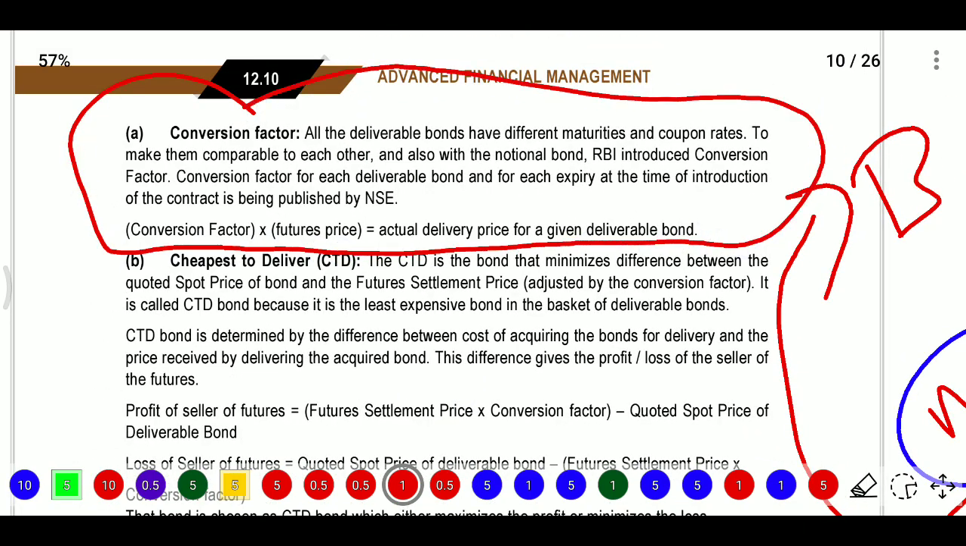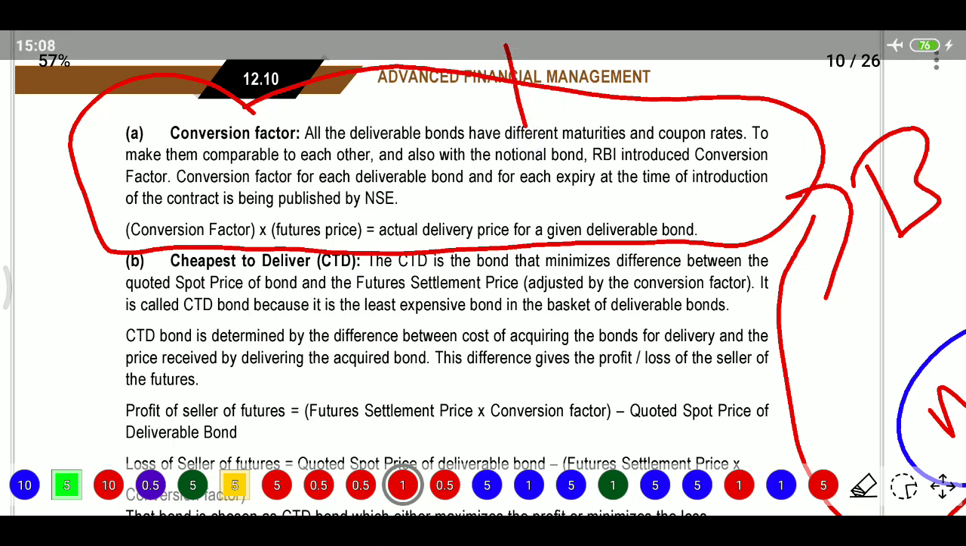So all deliverable bonds have different maturities and coupons. For that we make them comparable to each other and also to the notional bonds. So the RBI will introduce the conversion factor for each deliverable bond and each expiry at the time of introduction of the contract, published by the NSE. Conversion factor into future price is equal to the actual delivery price for a given deliverable bond.